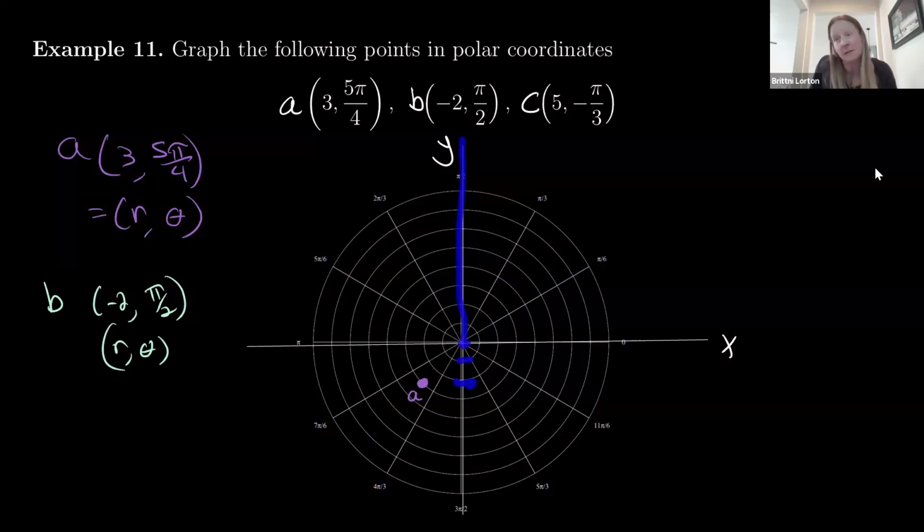Okay, that's what the negative distance means. It means you walk backwards. That's truly it. You're just walking backwards. So now that gives me that point right here, which was negative 2 comma pi over 2.